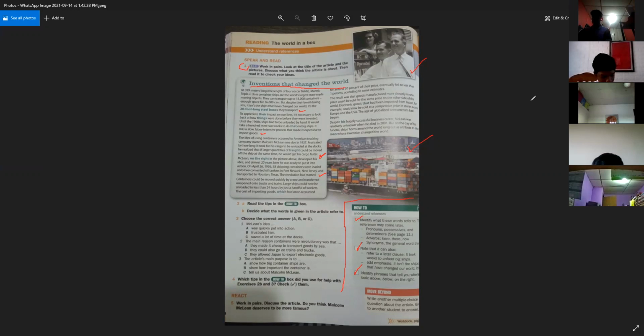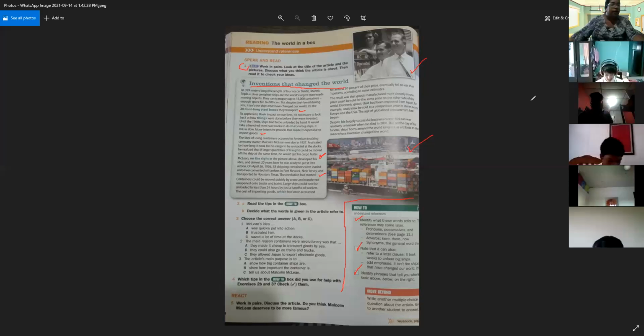Okay, April 26, 1956. 58 shipping containers were loaded onto two converted old tankers in Port Newark, New Jersey, and transported to Houston, Texas. The revolution had started. Okay, thank you, Daniel. Now the next paragraph.